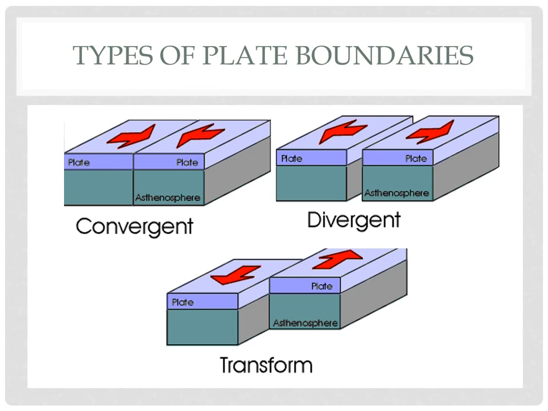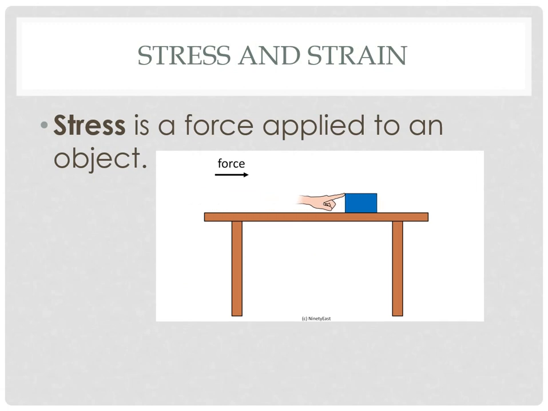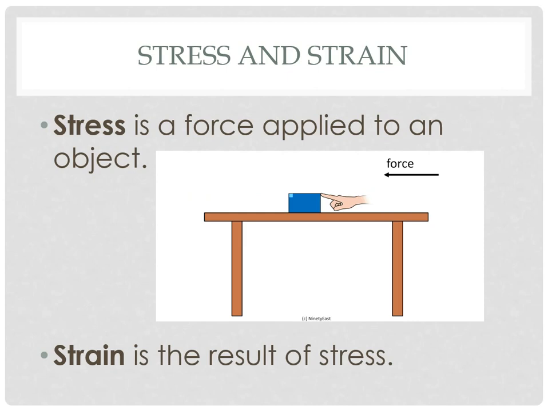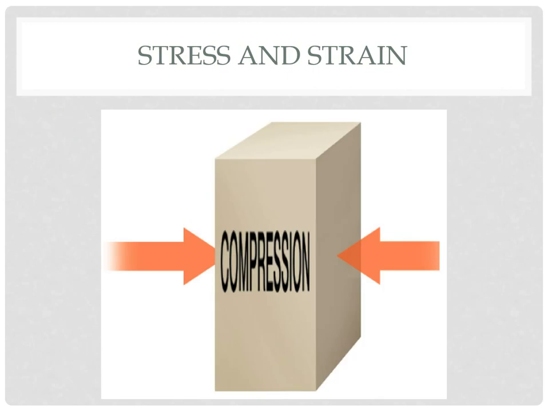Now this is going to be really important because we're about to start talking about stress. So stress is a force applied to an object. So in this case, in the little GIF here, you could see that the finger is pushing on the block, and that's the force. But notice the block is actually moving because of that. That's called strain. So strain is the result of stress. So we're going to look at different types of stress that we can apply to a series of rocks.